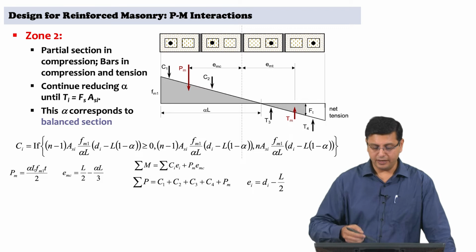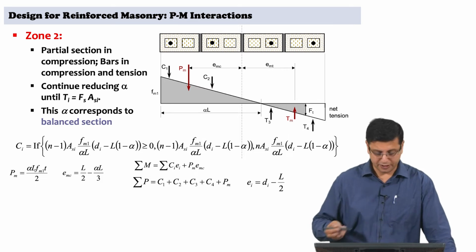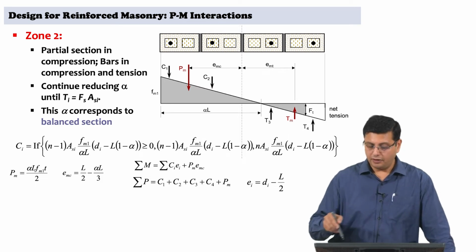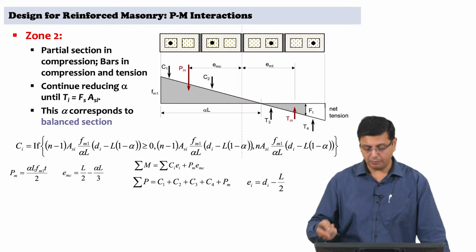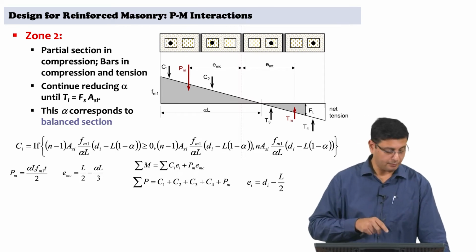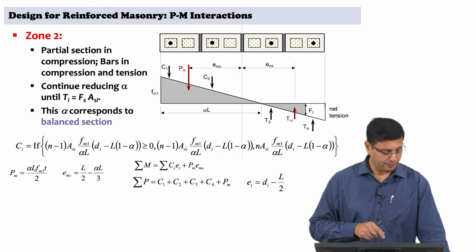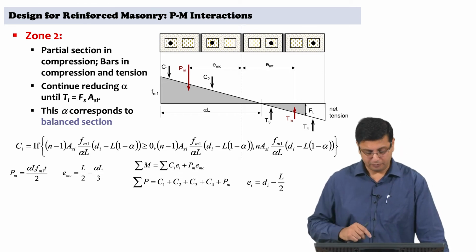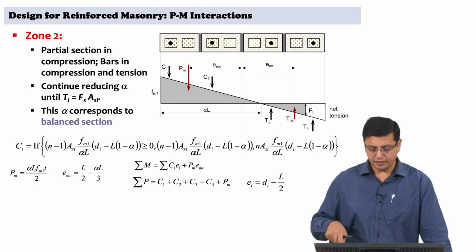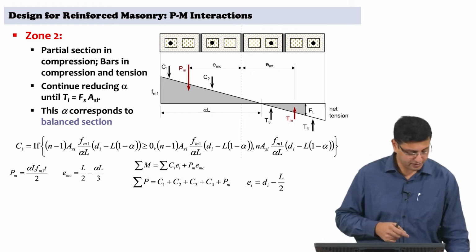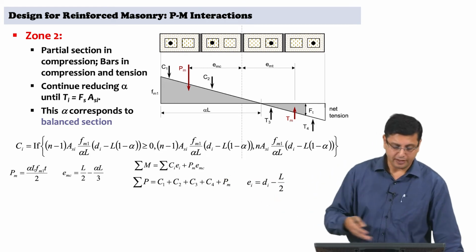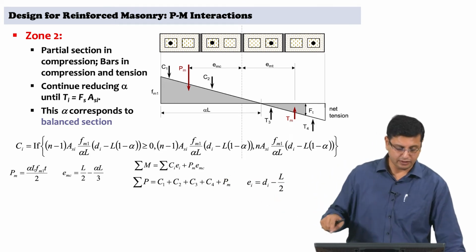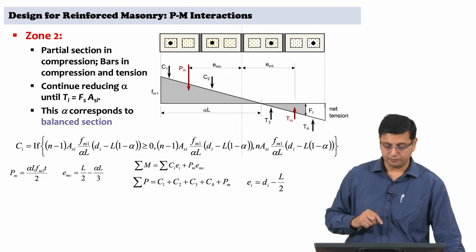And then similarly, the summation of the moments from the bars in compression plus the portion of masonry in compression. Similarly, make an estimate of the overall compression resultant C1, C2, C3, C4 plus PM, and you have the estimates within this zone also.